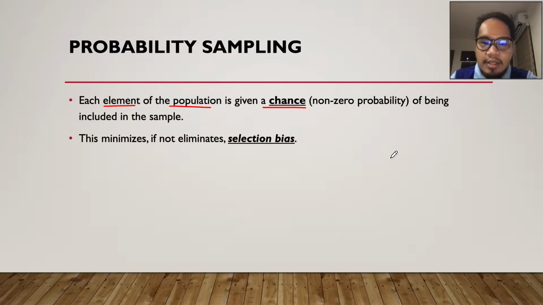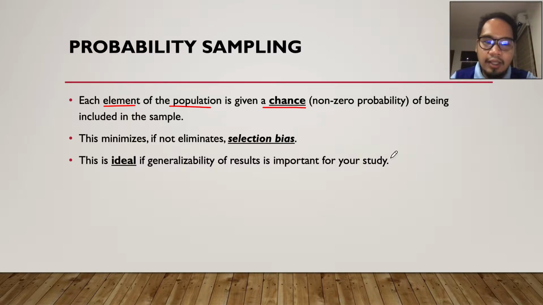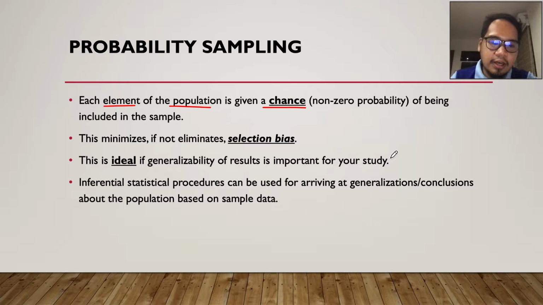This minimizes, if not eliminates, what we call selection bias, and this is actually ideal if there is a need for you to generalize the results and conclude in your study. Inferential statistics, therefore, can be used in arriving at generalizations or conclusions about the population based on sample data.